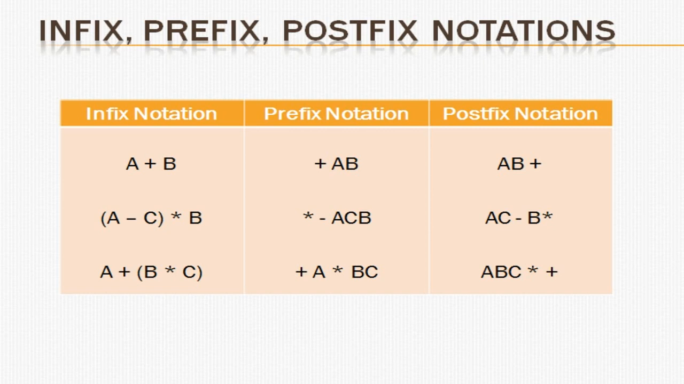Whatever problem is given. Now you can see another example here: a minus c, which is given in parentheses, and asterisk b. So this is a normal infix notation. When you see the prefix notation, you can see asterisk minus a c b. You may be wondering how the asterisk has come in front and then minus, and which order it follows. We will be discussing all that. And then in postfix form, you can see a, c, and then one operator, and then b asterisk. So it will look a little confusing.